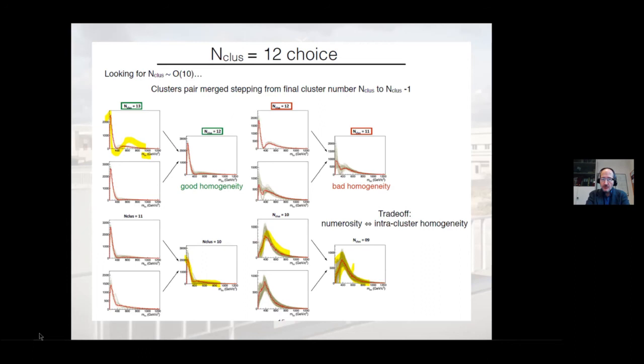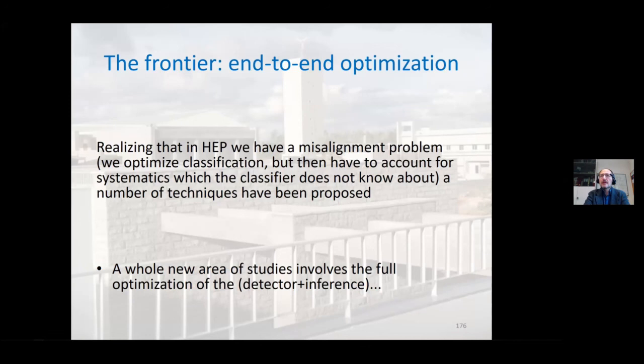So I think my time is over, and I want to conclude. One thing before I conclude is to say that we have realized that we have a misalignment problem in high energy physics, because we optimize our classification task, but then we have to account for systematic uncertainties which the neural network doesn't know about. This is a misalignment, and so it loses us sensitivity, okay?